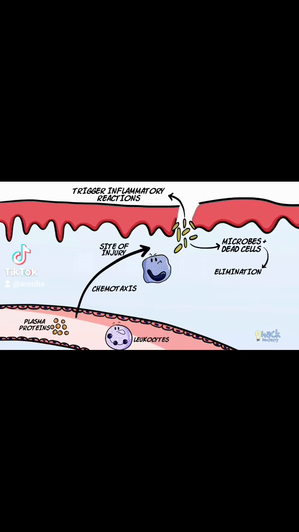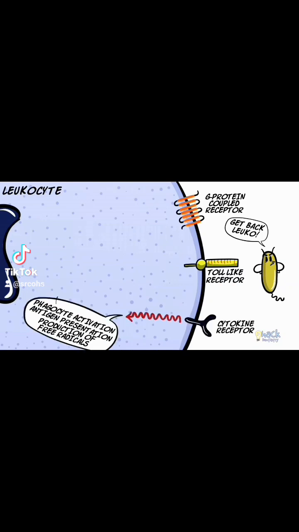Once in the site of infection, leukocytes have to recognize the offending agents in order to be activated and to eliminate them. Once activated, the leukocytes perform various functions to eliminate the offending agents or microbes. Leukocytes possess numerous receptors for recognizing external agents, some of them being toll-like receptors and G-protein coupled receptors. They also possess receptors for other proteins like cytokines, which could activate them to start the cleansing process.